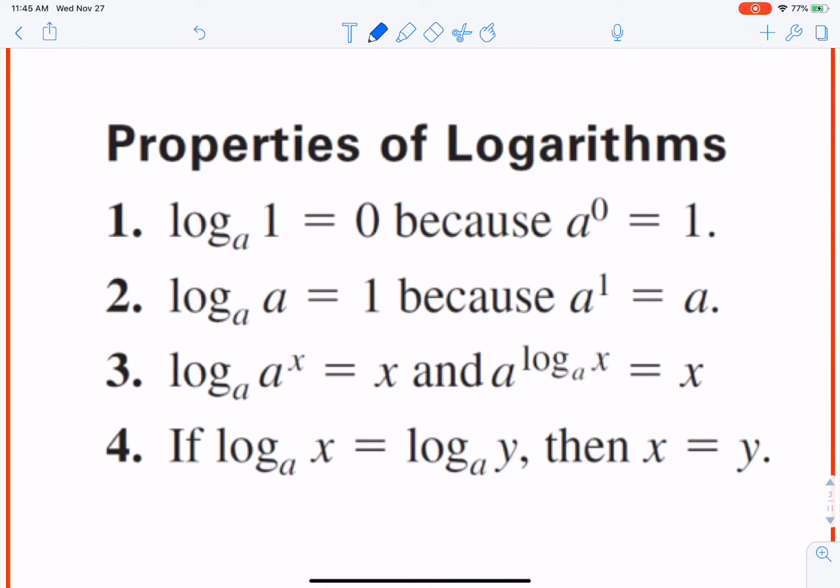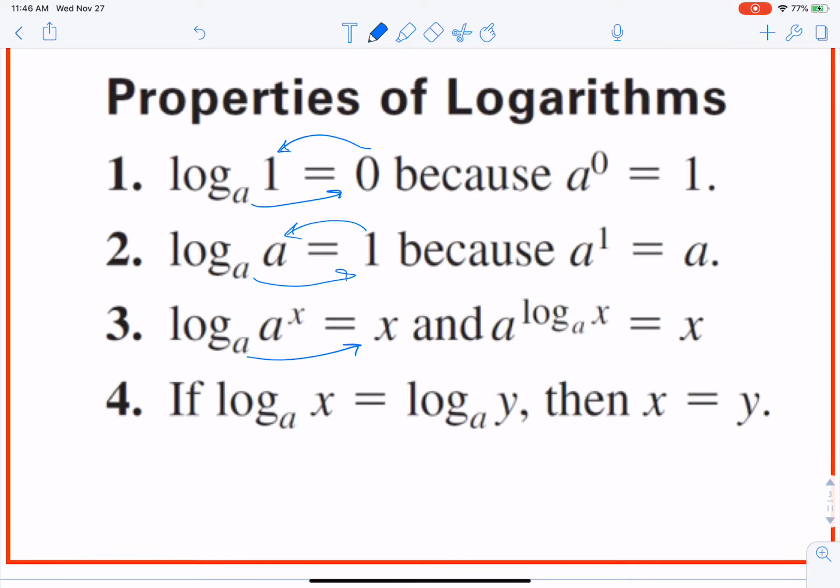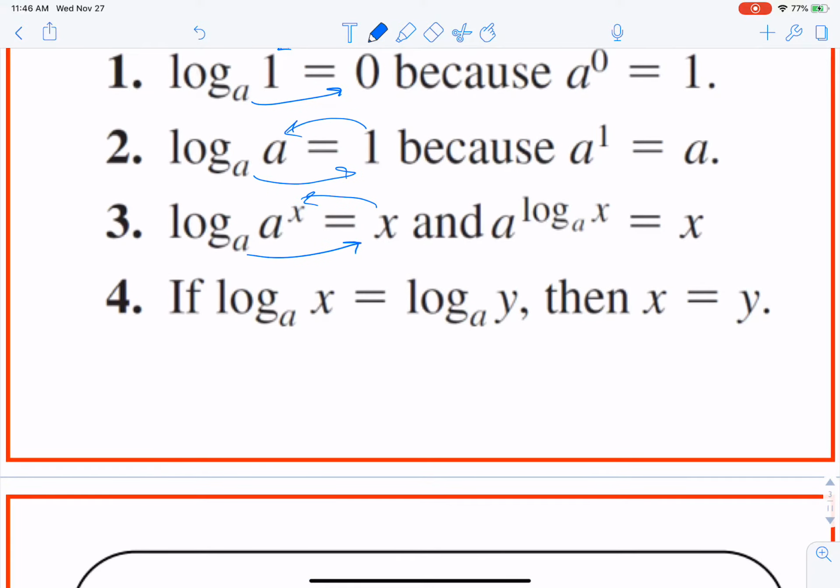Log base a of 1 is equal to 0 because a to the 0 power is equal to 1. Log base a of a is equal to 1 because a to the first power is equal to a. And log base a of a to the x power is equal to x, because log base a of a to the x is the same thing as a to the x power is equal to a to the x power. And then lastly, if I have two logs with the same base, what they're taking the log of needs to be equal to each other.